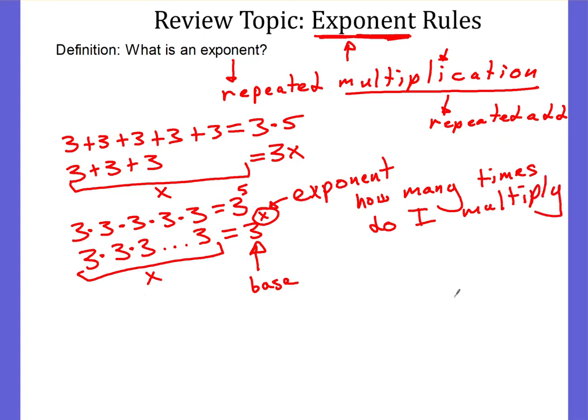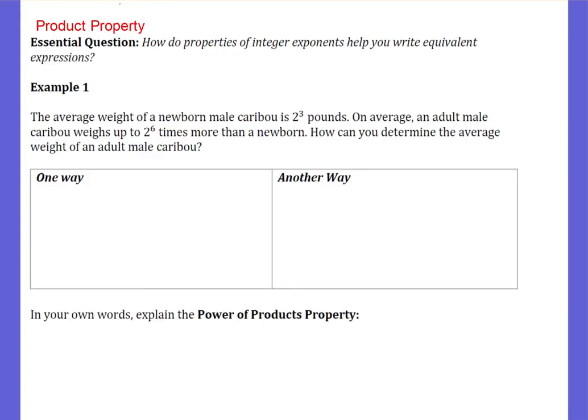So what we're going to do is go through the rules of exponents. We've got a bunch of different rules that allow us to work through these quickly and efficiently. We'll start with the product property. We're going to use this example. We used it earlier in the year, but I think it's a good one. We're going to try to develop the product property for this. We'll look at it the old school way, and then a more efficient, algebraic way.